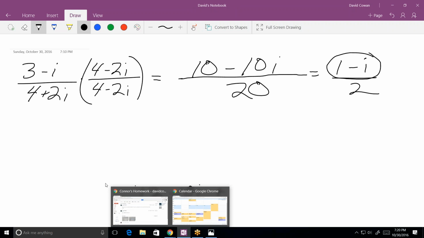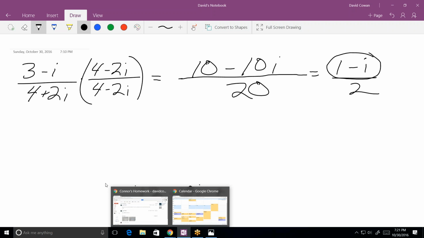Got it. Okay? And so whenever you have a complex denominator, you're always going to multiply by the conjugate. Because when you multiply a complex number by its conjugate, it always turns real. This one turned into 20. Well, any complex number, if you multiply it by a conjugate, will become real. All right. Did you have a question?